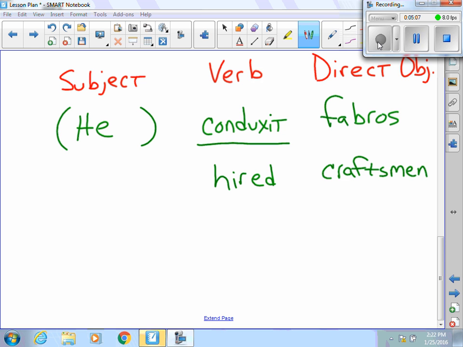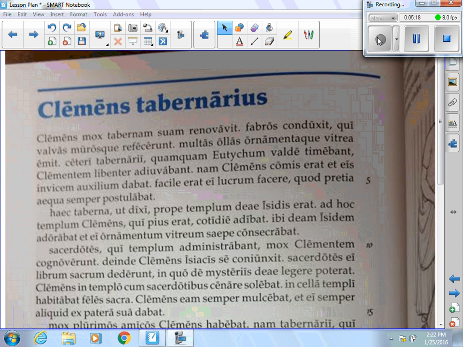So I have he hired craftsmen. They really are. All of these sentences are very simple if you break it down this way. The second half of the sentence is a little more difficult. When I have a qui, quae, or quod word, it's a relative pronoun, and it has to relate back to something. In this case, fabros.